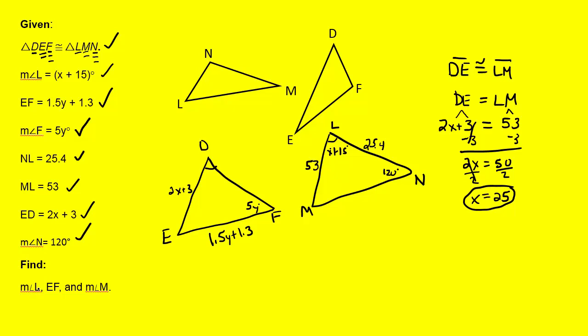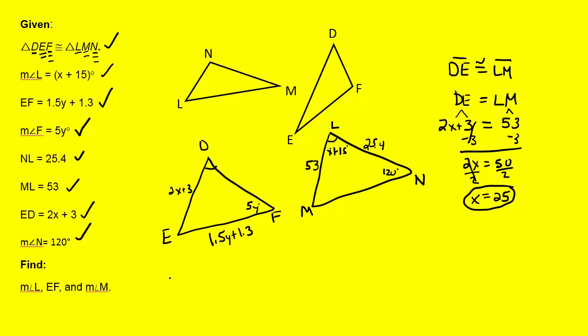Now if I look at what they asked me to find, none of them say find x. So remember, just because you solve for something doesn't mean you're done. Always check, did you answer the question? So I can see here x is 25. And remember, if I wanted to know the measure of angle L, I just needed to know what x was. Since now I know how much x is, I can substitute it in for that expression, and I can find the measure of the angle.